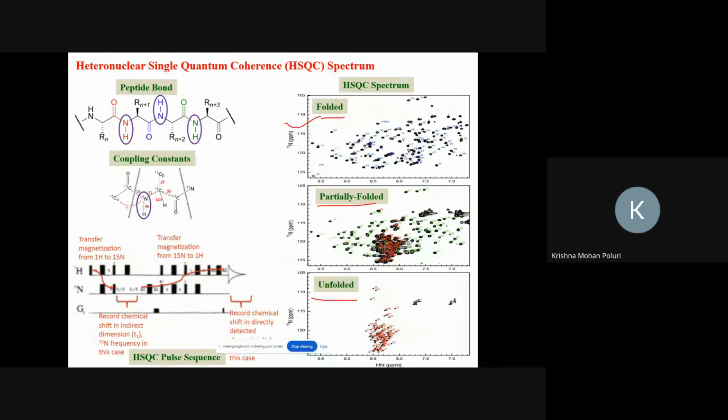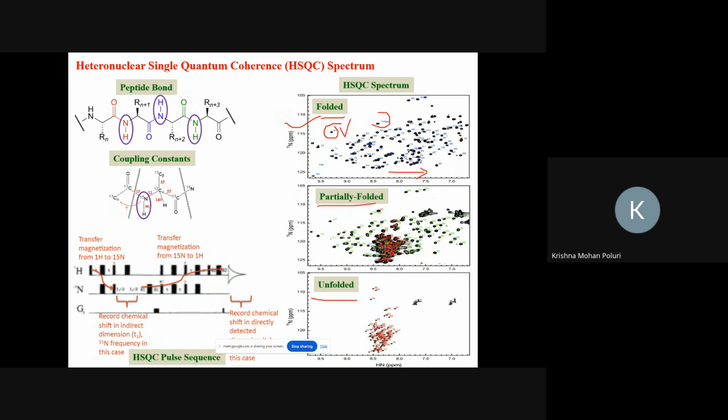So if a protein is folded, you will see that the protein peaks here are very nicely spread out and dispersed. The reason being, in a folded protein you have a very unique three-dimensional structure, so every amino acid has its own microenvironment. That is why you will see a nicely folded pattern.